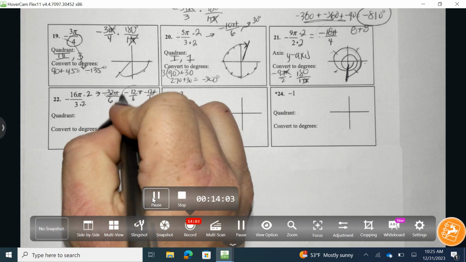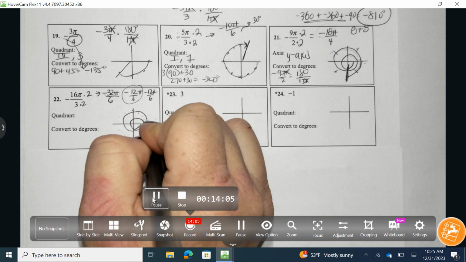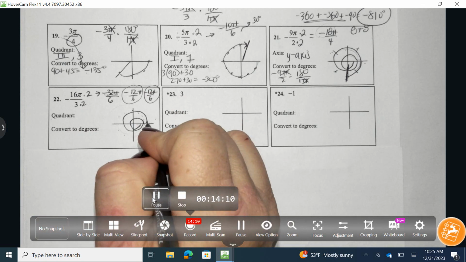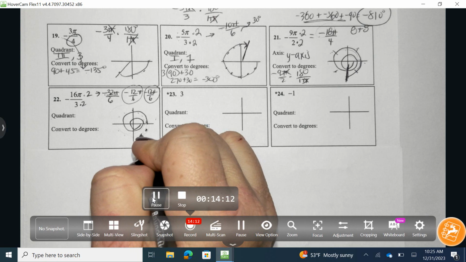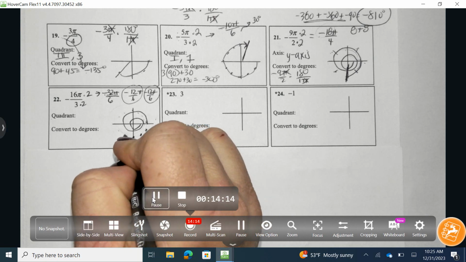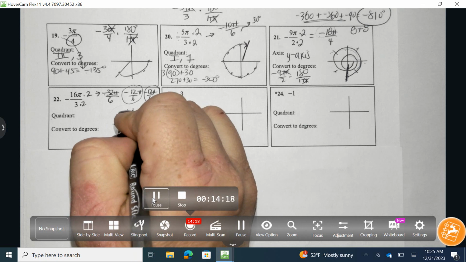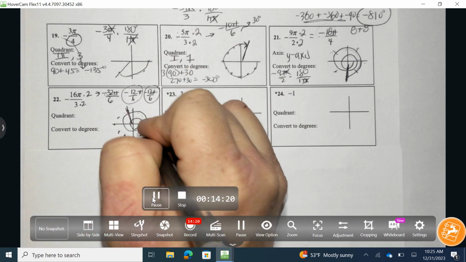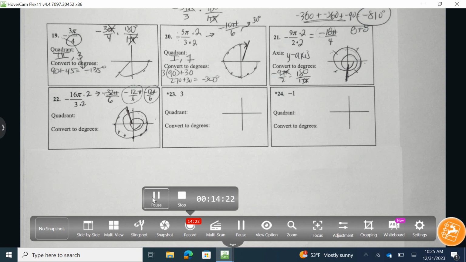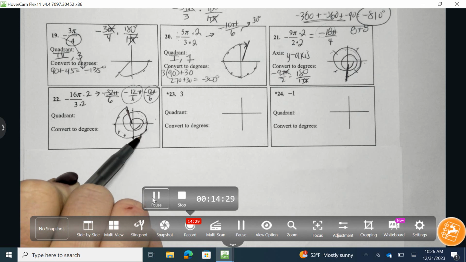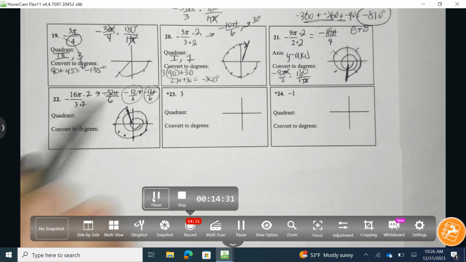So this is 12 pi over 6. Here's another 12 pi over 6. I'm up to 24, and I need to get to 32. So I'm up to 24. 25 over 6, 26, 27, 28, 29, 30, 31, 32. So it's landing right here. So 2 full revolutions, and then at 24, I'm going to count 25, 26, 27, 28, 29, 30, 31, 32.